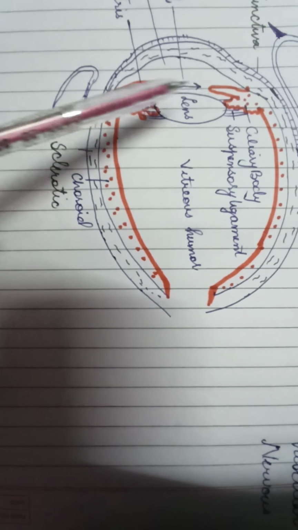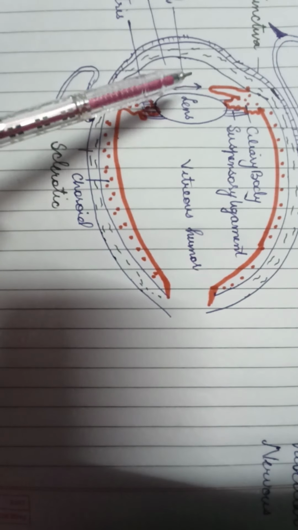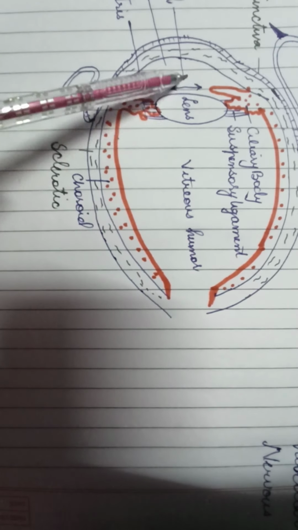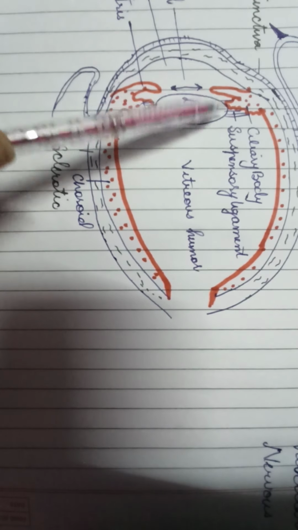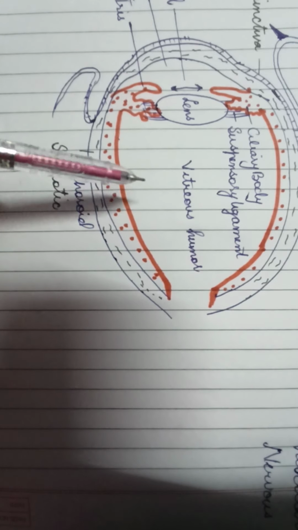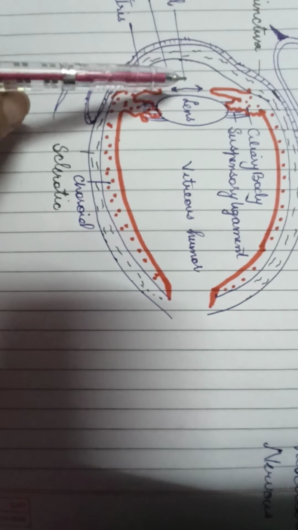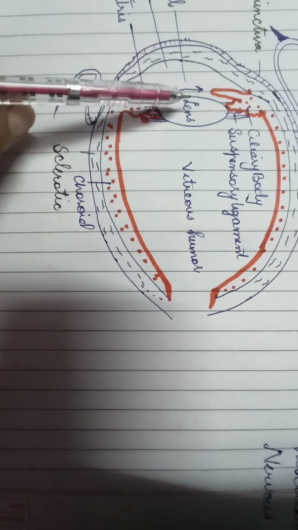But if the iris contracts, then the window gets broader, and when it gets widened, then a large amount of light can enter the eye. So the iris plays a very important role in regulating the amount of light by increasing the size of the pupil or by decreasing the size of the pupil. So it plays a very important role in regulation.